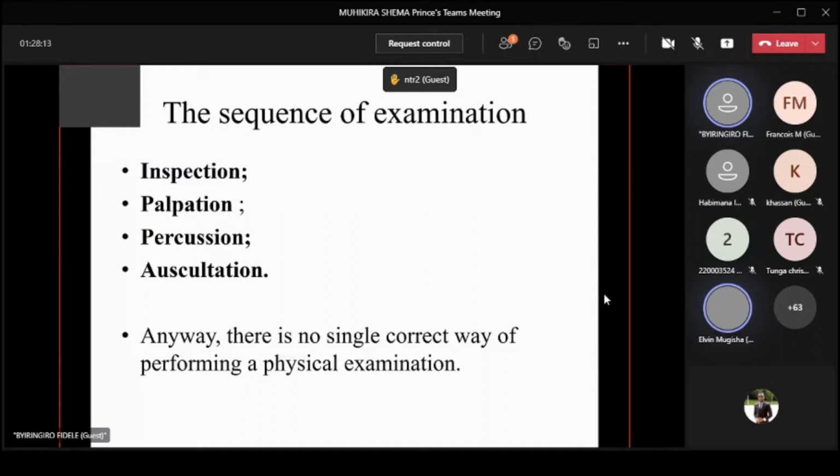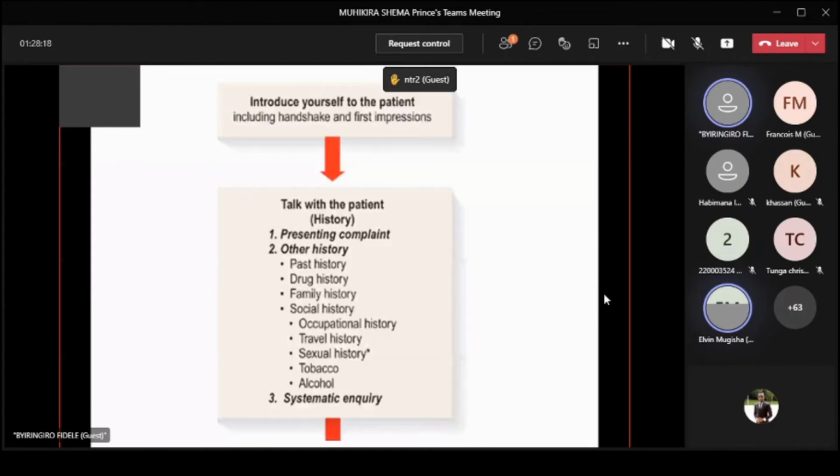So, the summary: you introduce yourself to the patient, including handshake and first impressions. Then getting a history, collect the presenting complaint, getting other history, past history, drug history, family history, social history, occupational history, travel history, sexual history, tobacco, alcohol, and you need to get a systematic inquiry. You make your differential diagnosis, you examine the patient using a systematic approach, and finally you confirm or refute your diagnosis.